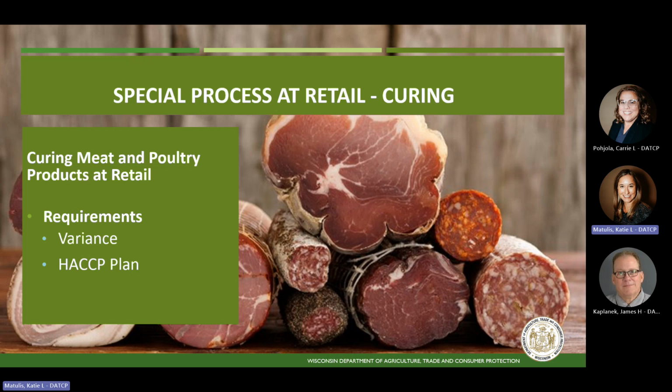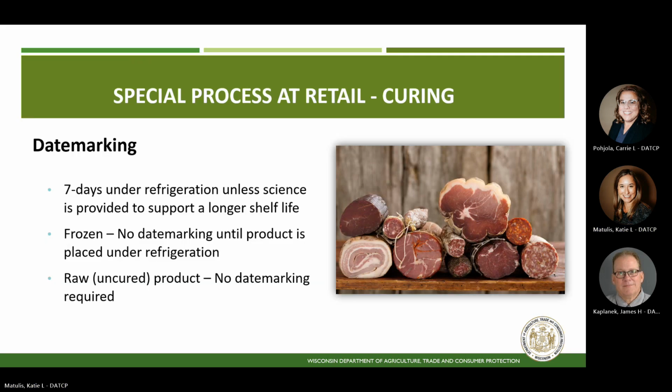A more common special process is curing. Curing meat and poultry products under a retail license requires a variance and HACCP plan. Meat and poultry products that are cured at retail must be date marked for 7 days under refrigeration unless science is provided to support a longer shelf life, or held frozen with no date marking requirement. I do want to add that raw meats and poultry do not have date marking requirements unless they are reduced oxygen packaged, which we will touch on in a later slide.